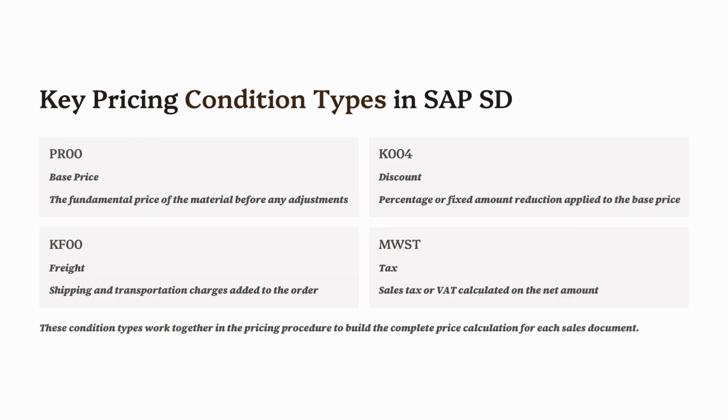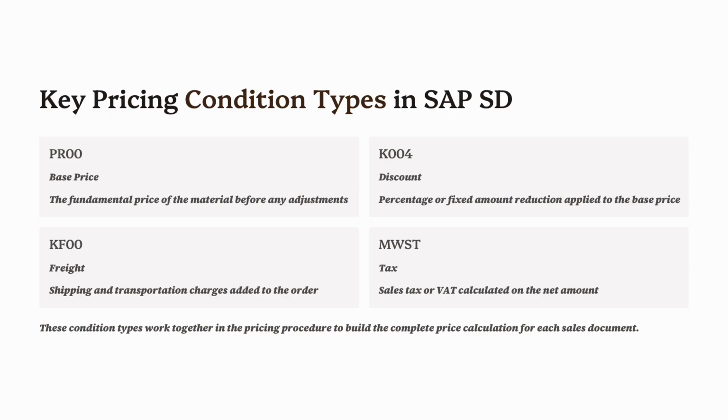Part 4. Access sequence. How SAP finds the right condition record. Let's talk about how SAP actually finds the right price from all those possible records. This is where the access sequence comes in. It's like SAP's search roadmap for pricing. When you create a sales order, SAP doesn't just guess the price. It follows a specific access sequence to look for valid condition records.